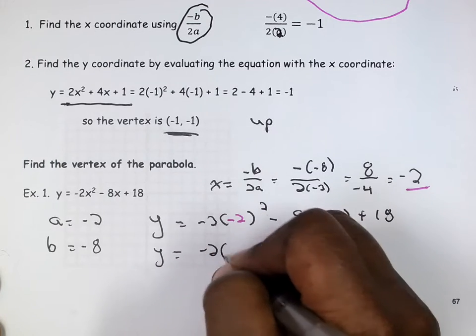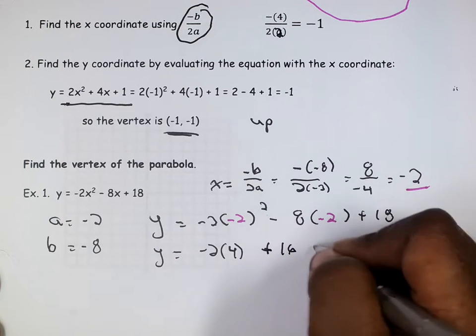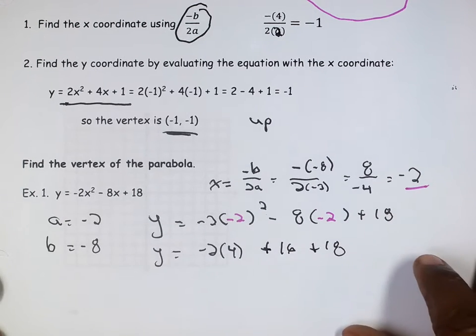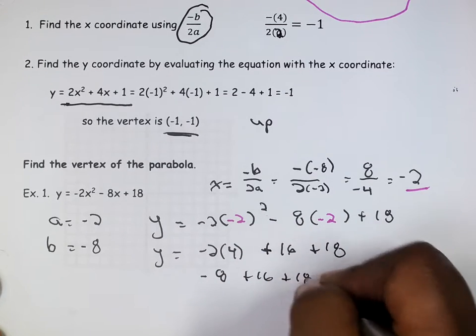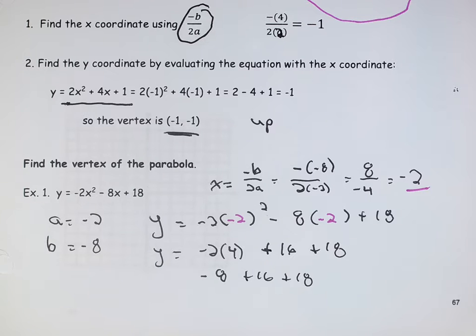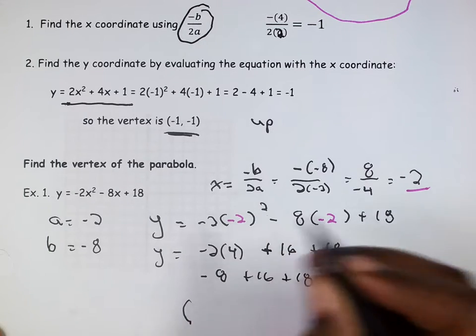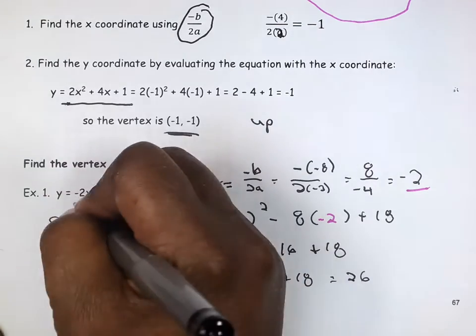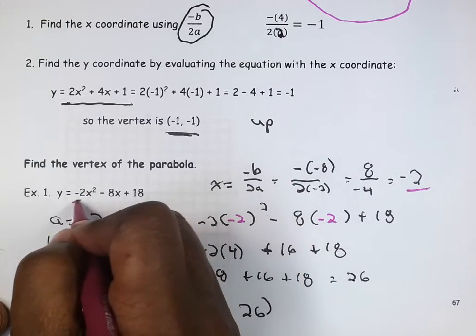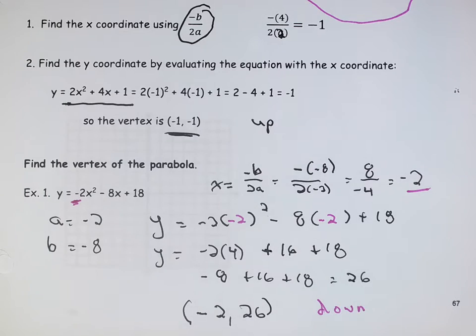So negative 2 squared is 4. Minus 8 times negative 2, I'm going to get plus 16. And then that last term is just plus 18. So I have 4 plus 16 plus 18, and that gives me 26. So the vertex is negative 2, 26. And again, because the coefficient of x squared is negative 2, I know this thing faces down.